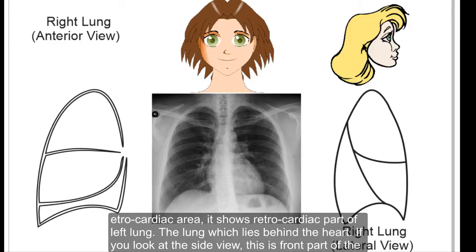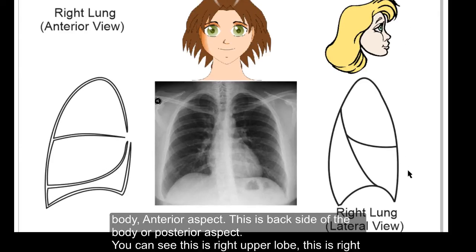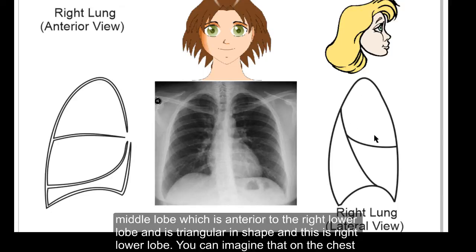If you look at the side view, or the lateral view as it is known, this is the front part of the body, or the anterior aspect of the body. This is the back side of the body, or the posterior aspect of the body. You can see this is the right upper lobe, this is the right middle lobe, which is anterior to the right lower lobe and is triangular in shape, and this is the right lower lobe.